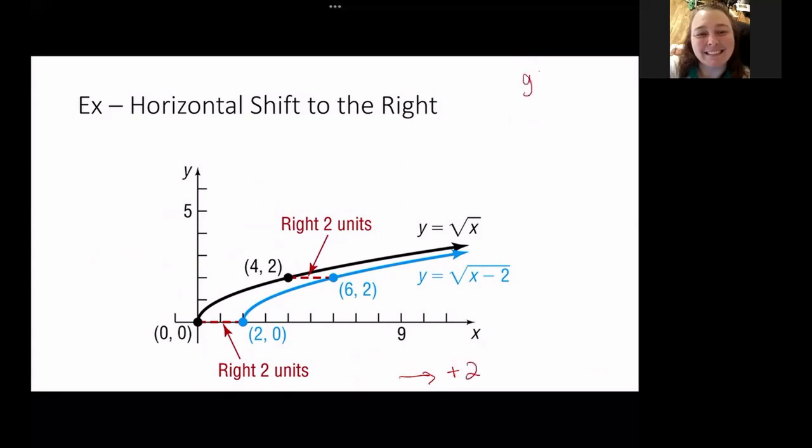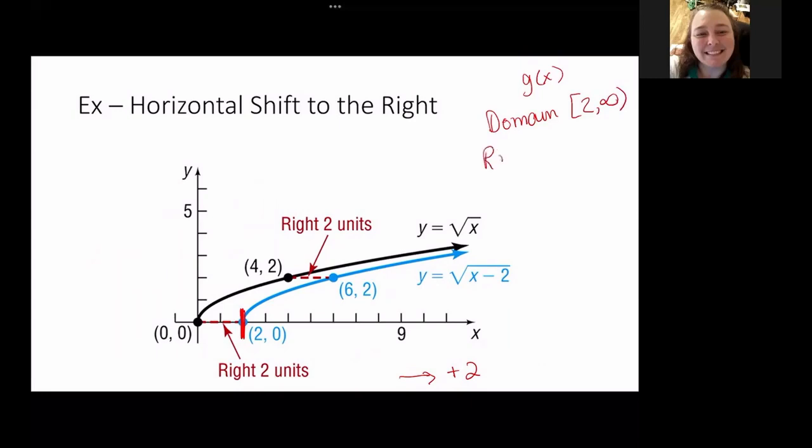Now remember, we're going to do g of x. The domain is going to be everything greater than or equal to 2, because we're starting here. So 2 to infinity.